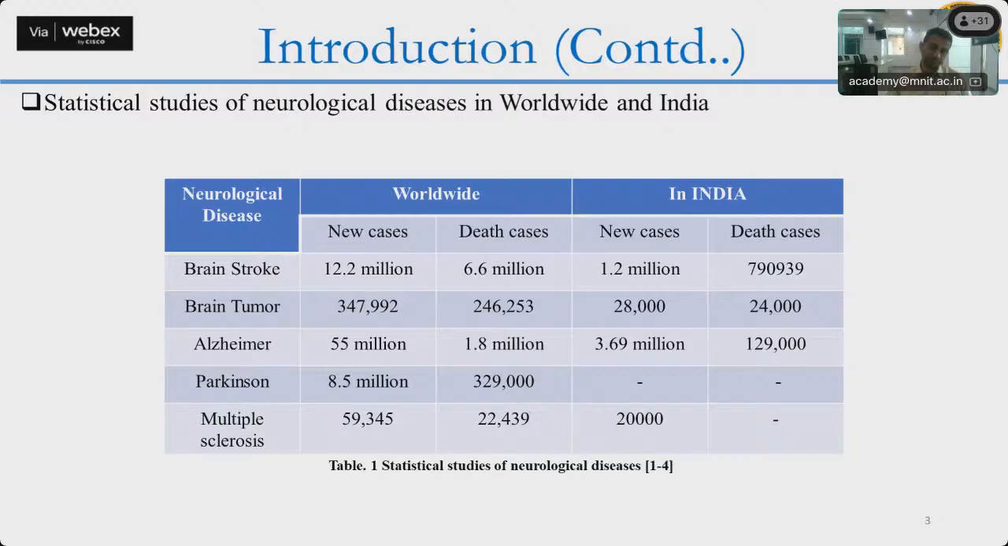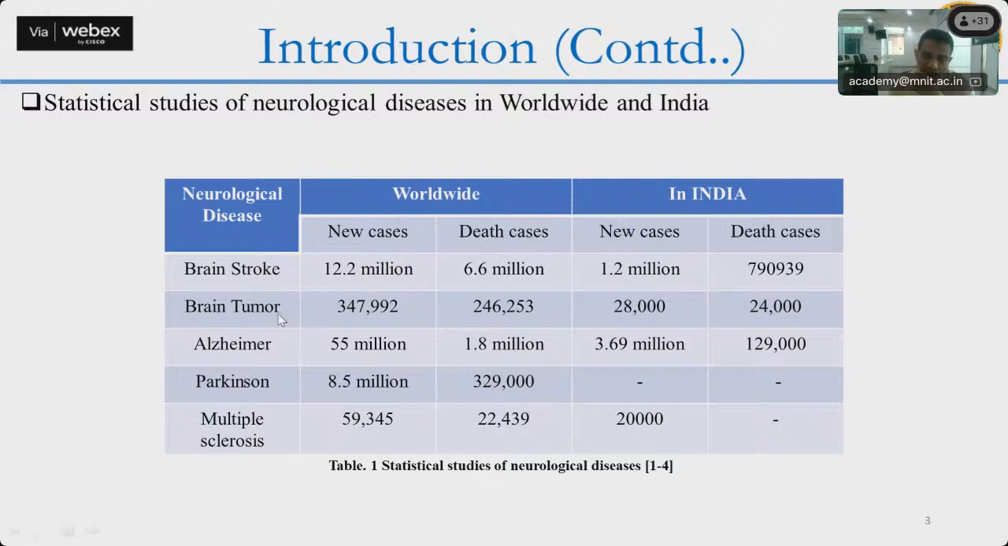In India, you can see brain stroke is that much prevalent. And among these 12 lakh, around 8 lakh are death cases.